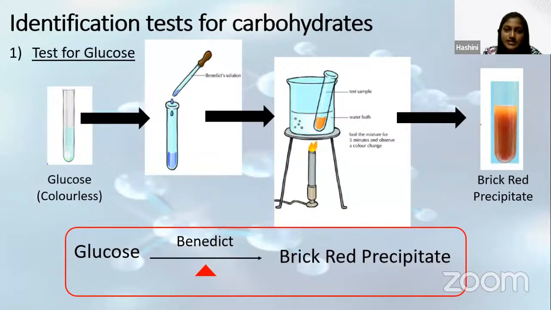Okay, so ultimately, this is how we can identify glucose. If a food sample contains glucose, when we add Benedict solution and heat it, it will turn into a brick red precipitate. So that is the ultimate result.